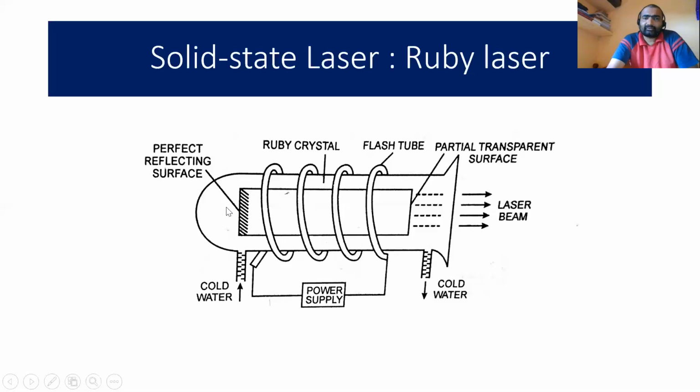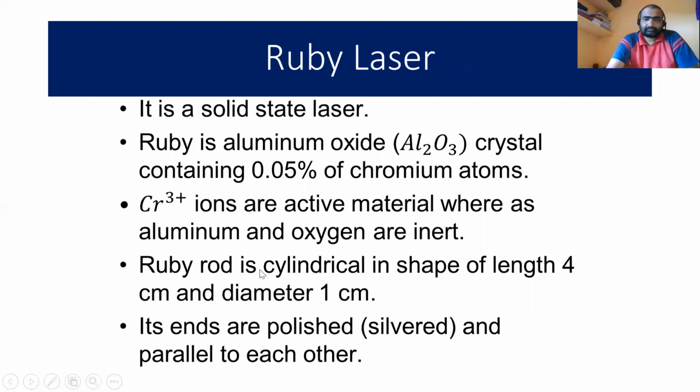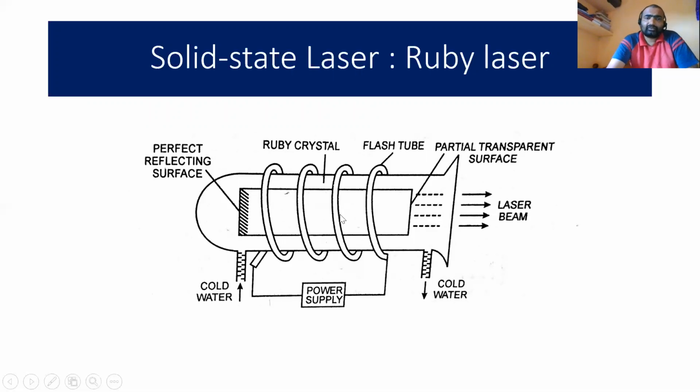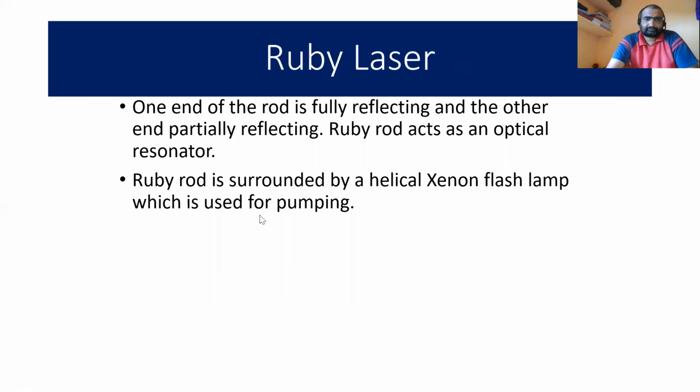Here you can see, in the center, this is the ruby rod. The structure is 4 centimeter in length and 1 centimeter in diameter. Its ends are polished and parallel to each other. Of course, this end is a perfect reflecting surface and this end is a partially transparent surface. One end of the rod is fully reflecting and the other end is partially reflecting. Ruby rod acts as an optical resonator.